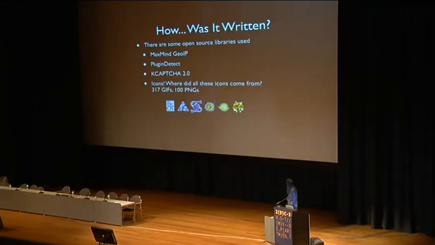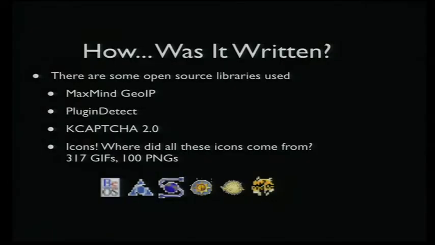So how do they do it? A bunch of it is actually all GPL open source PHP libraries. The big ones are the MaxMind GeoIP database, and PluginDetect, which is the first thing you see when you hit the landing page. And then in version 2.0, they added a CAPTCHA system on the admin login page.